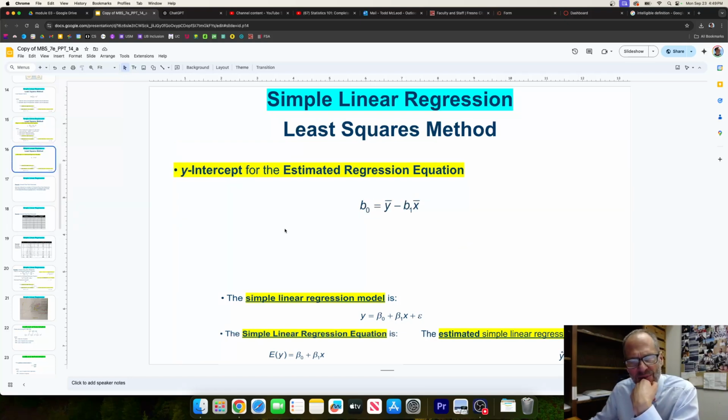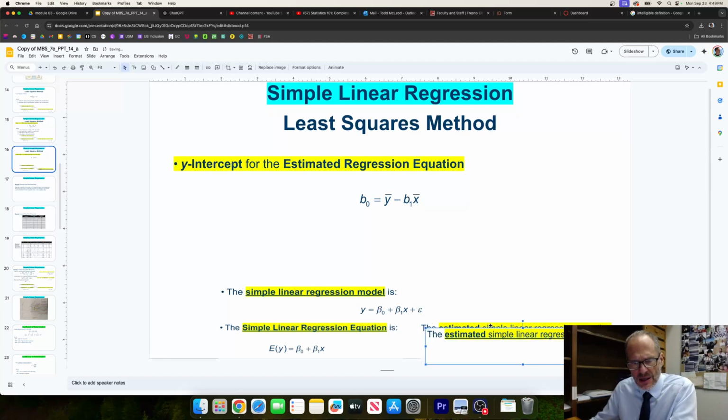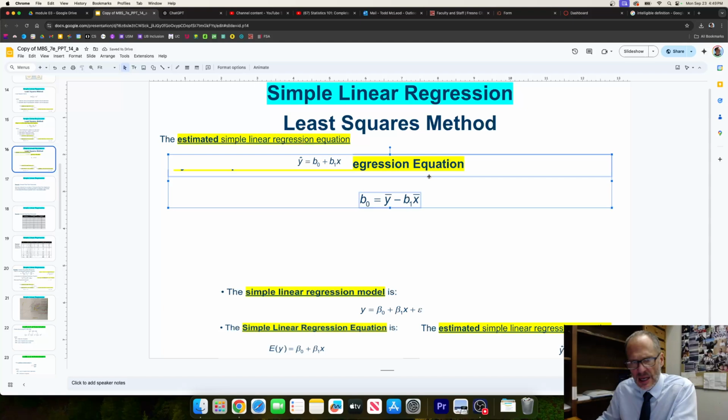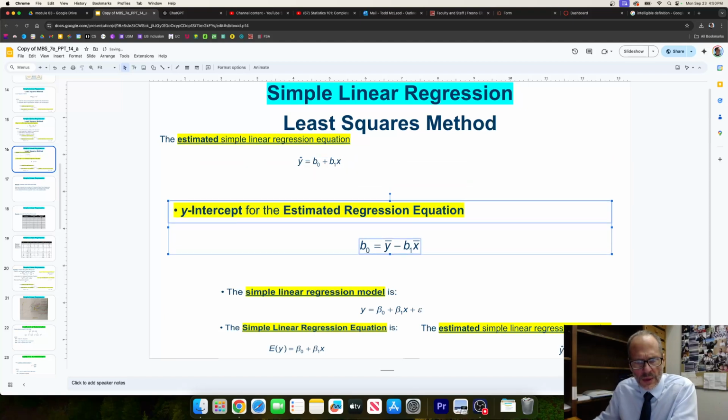So the y-intercept for the estimated regression equation is this. Okay? It's that. And you could get to this formula by just going from this formula down here. Maybe you can't see it because I'm covering that lower screen. So I'm just going to copy it, bring it up here, and put it right here, and let me move all this down.